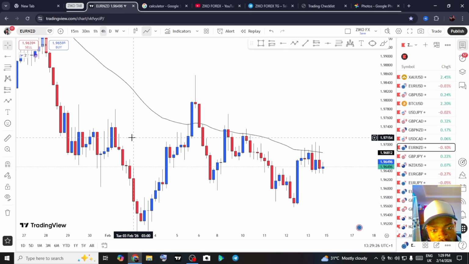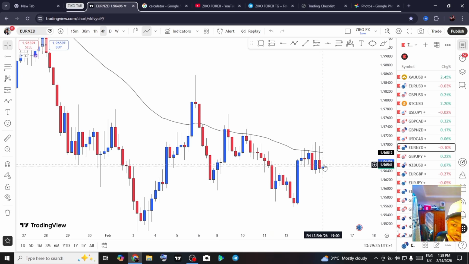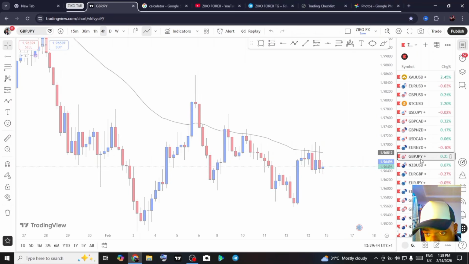4 hour is pretty much the same thing. We're moving down, we'll move up. Next day we'll move down. We're just stalling here the entire week. So right now I don't really have any solid plan on NZD Euro, to be honest. So we have to just go to the next pair. GBP JPY.